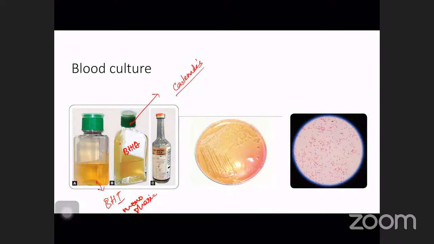So one important feature of this Castaneda's medium, or the biphasic medium, is that it has got an agar slope, and therefore once you find turbidity here, you can just tilt the broth so that the subculture will be done automatically. Whereas with the monophasic medium, you have to open the bottle and subculture onto an agar plate to identify the organism. And therefore in the biphasic medium, the contamination rate will be very low.